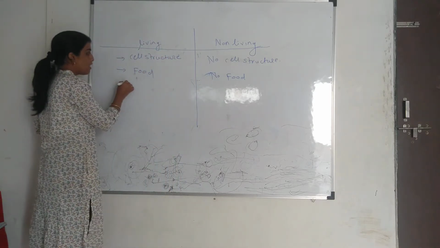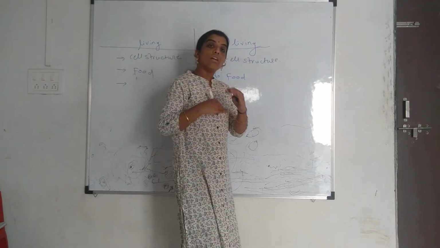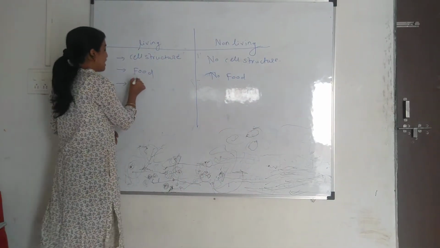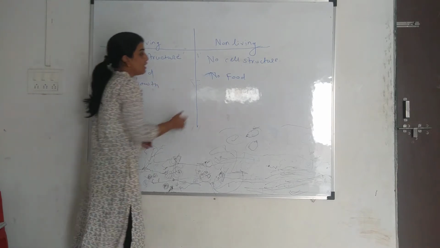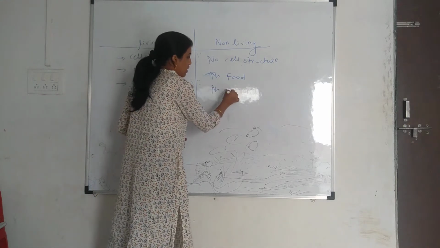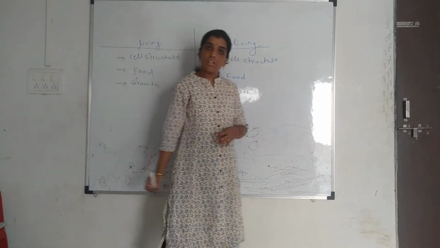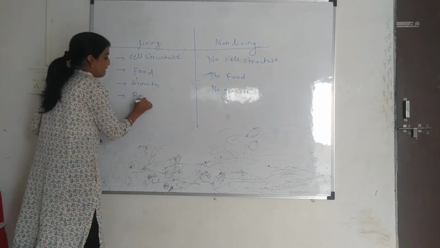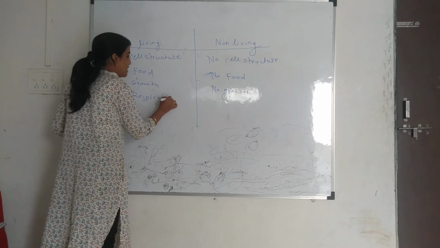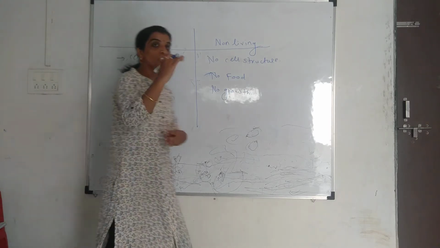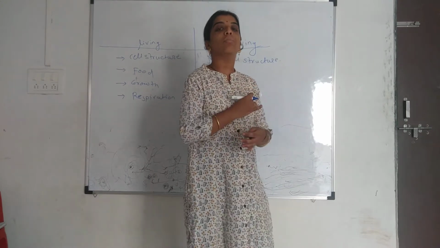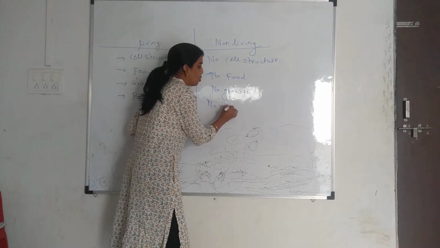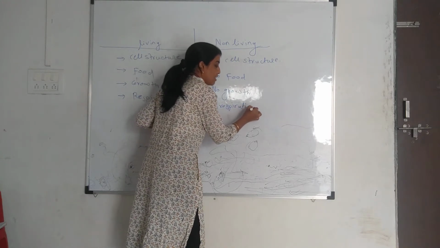Third one is that these living things, by taking the food into their body, are growing, isn't it? So growth is one of the characteristics of the living thing. With no growth, it will remain as it is in nature, isn't it? Next characteristic is that they are respiring. Respiration means they are exchanging gases, oxygen and carbon dioxide and other gases. In case of non-living things, no respiration, no exchange of gases, isn't it?